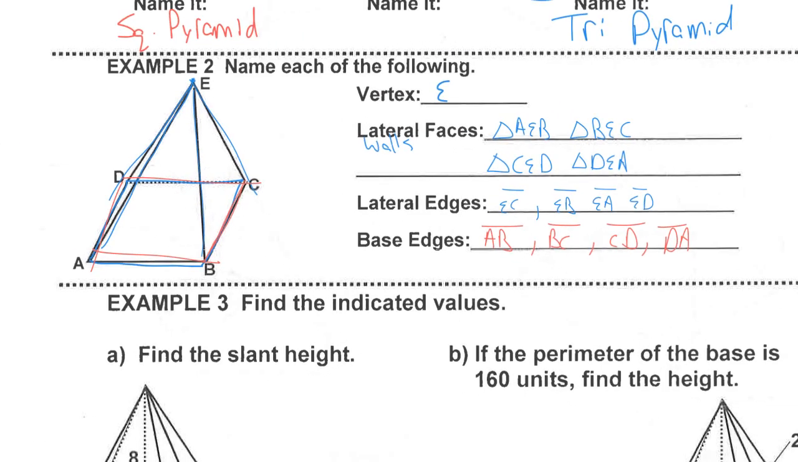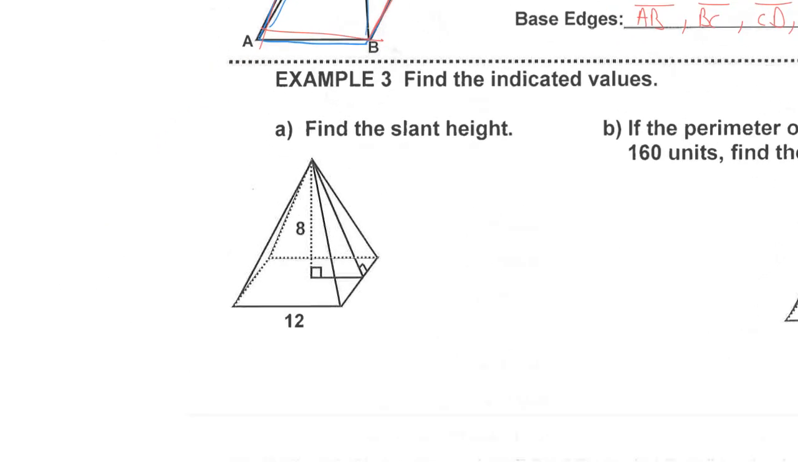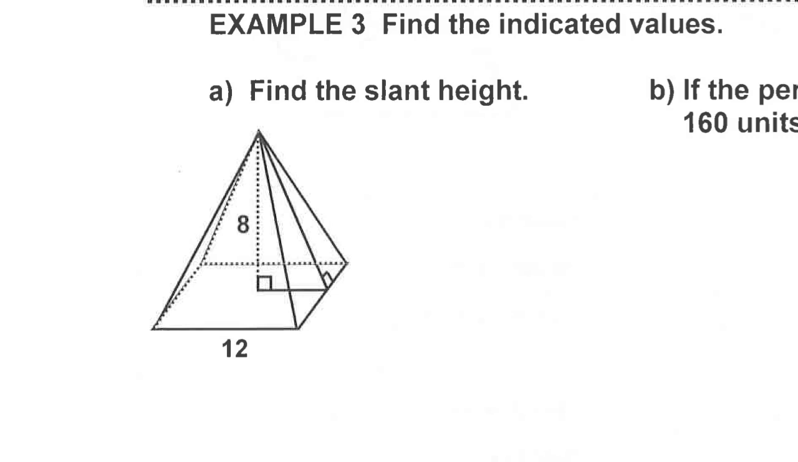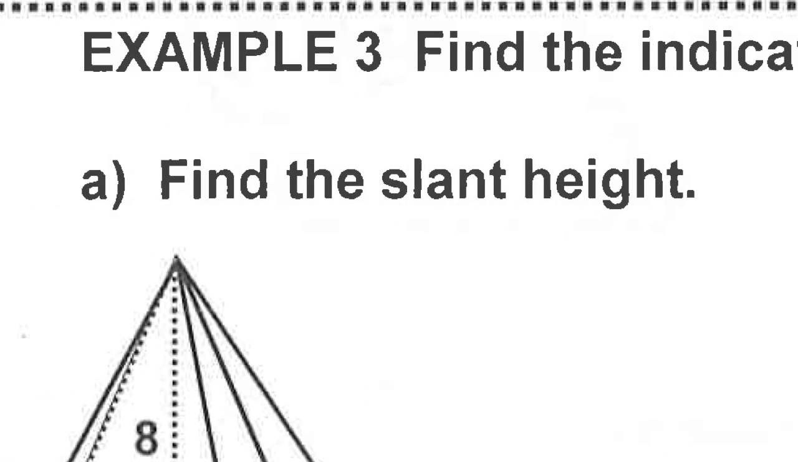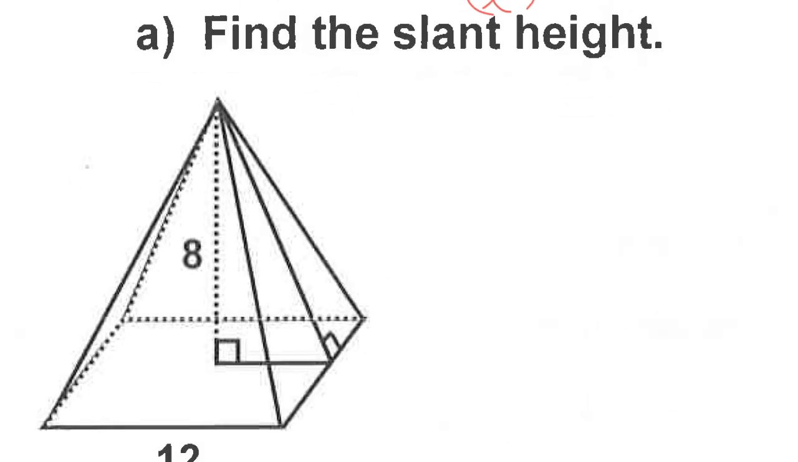So make sure you understand what those are. There's not a lot to it. Remember, lateral means walls. Now, we're going to get into some problems here. They're not always the easiest thing, so watch and listen real carefully. If you have any questions, come into class tomorrow and we can talk about it. We're going to find the slant height, which is L, on this problem right here. They don't want us to find anything like surface area or volume. They just want us to find this height that we don't yet know.